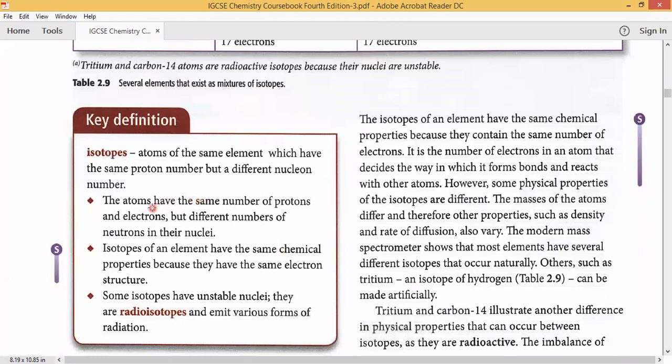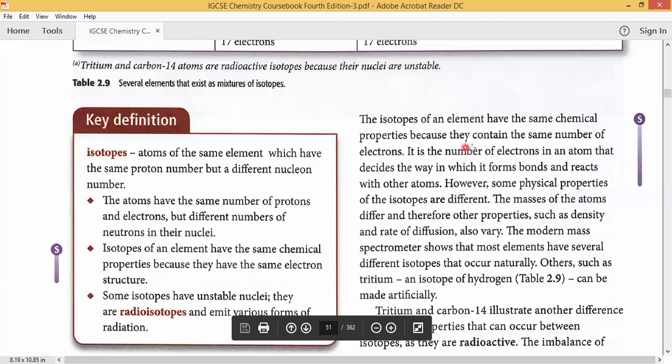So the atoms have the same number of protons and electrons, but they have different numbers of neutrons in their nuclei. We call them isotopes. Isotopes have the same chemical properties because they have the same electron structure, which means chemical properties completely depend upon the number of electrons atoms have in their outermost shell, right? So this is an important thing and has been recently used in exams.